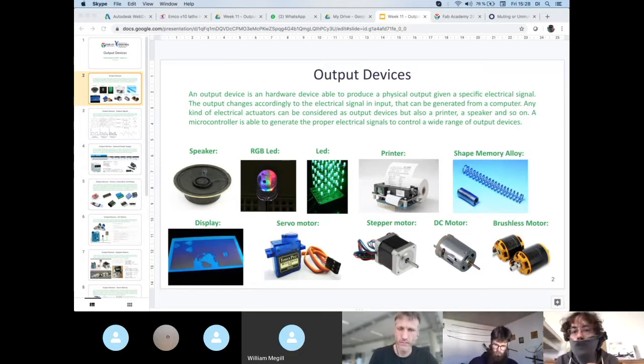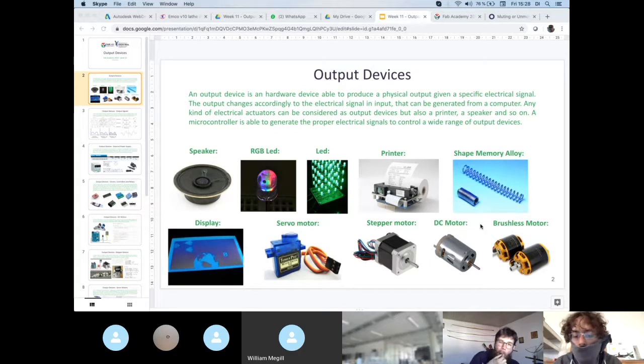And according to the current that circulates in the coils inside the motor, this will generate a magnetic field that will interact with the magnetic field of the outer magnets, and then this will let the rotor turn. So the DC motor is the simplest kind of motor that you can have in your project.